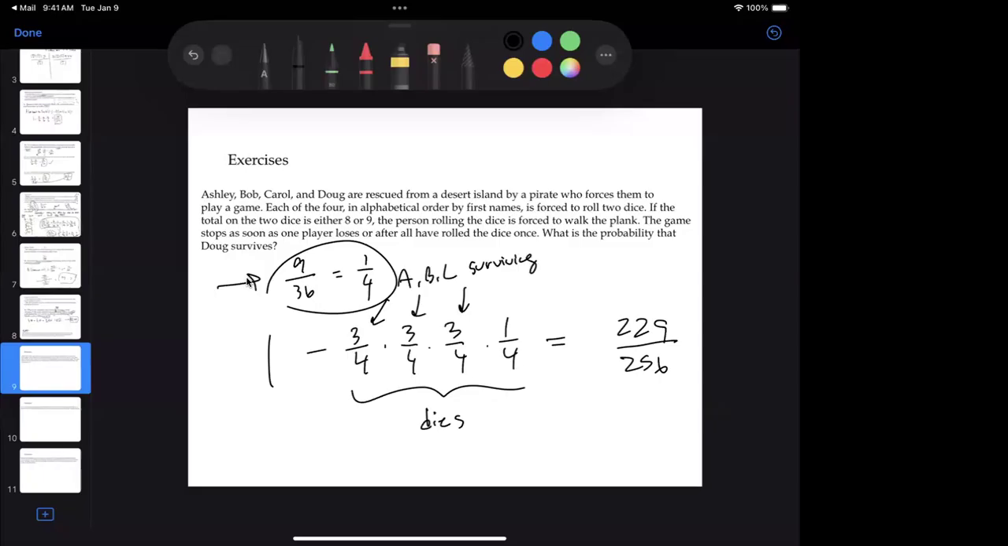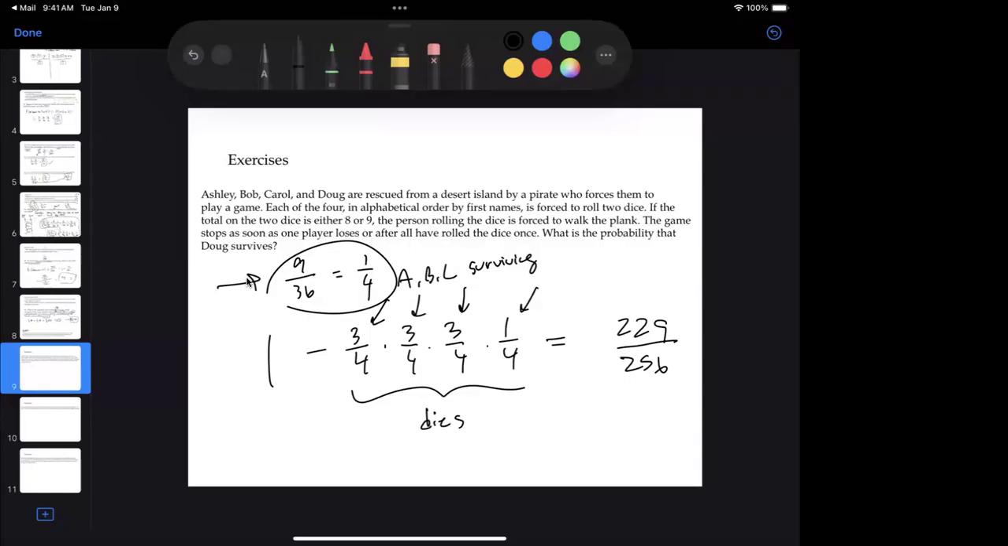Because to survive, all you have to do is not roll an 8 or a 9, right? And that's just 1 minus 1/4, which is equal to 3/4. So we multiply 3/4 three times to calculate the probability that A, B, and C all survive.